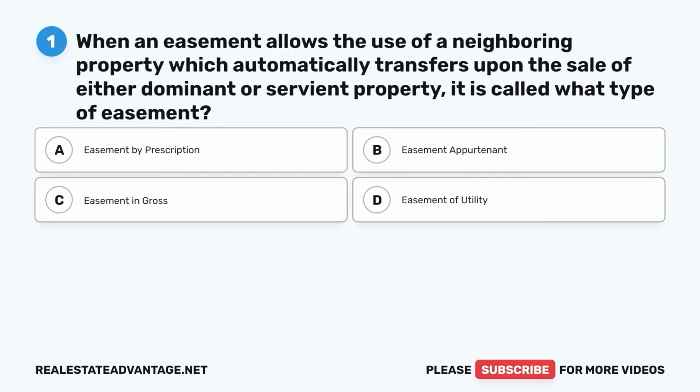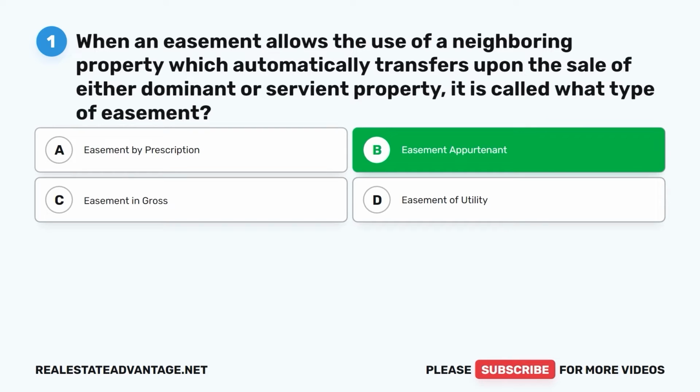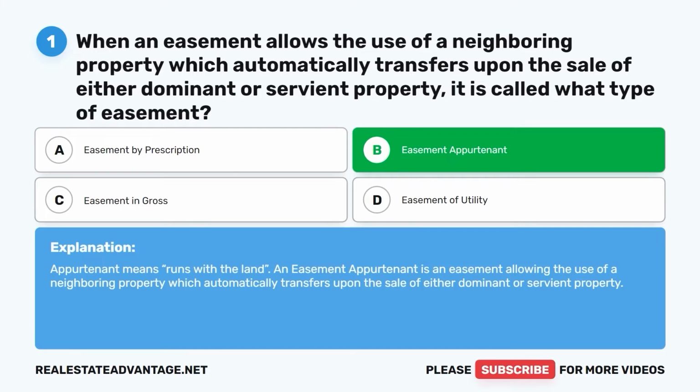Question 1. When an easement allows the use of a neighboring property which automatically transfers upon the sale of either dominant or servient property, it is called what type of easement? A. Easement by prescription. B. Easement appurtenant. C. Easement in gross. D. Easement of utility. The correct answer is B. Easement appurtenant. Appurtenant means runs with the land. An easement appurtenant is an easement allowing the use of a neighboring property which automatically transfers upon the sale of either dominant or servient property.